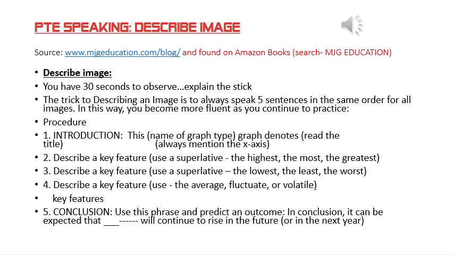Step 4 is for describing another key feature, maybe something in the middle or something about an average, or perhaps how something fluctuates or changes. Shows a bit more dimension. Right, adding a bit more detail beyond just the peaks and valleys. And finally, step 5. Step 5 is your conclusion.